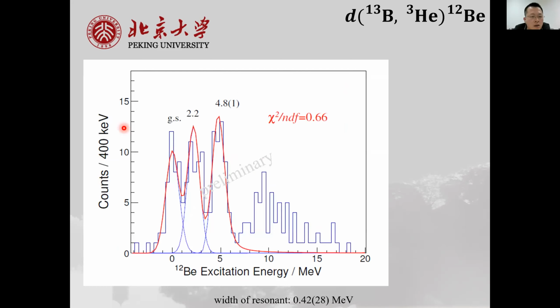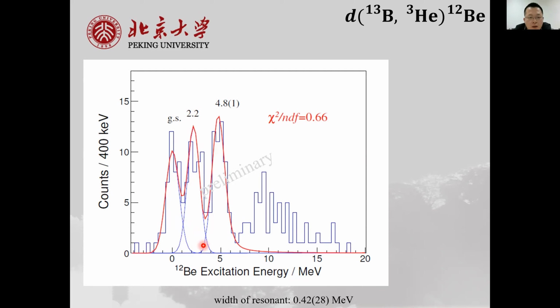Okay, here is the energy spectrum of beryllium 12. We can observe three obvious peaks. This is the ground state. Around 2.2 MeV, we observe one peak. We treated it as one peak, but it should be a mix of the first 2+ state and the second 0+ state. But we couldn't distinguish them, so we just treat them as one peak and analyze its spectroscopic factor.